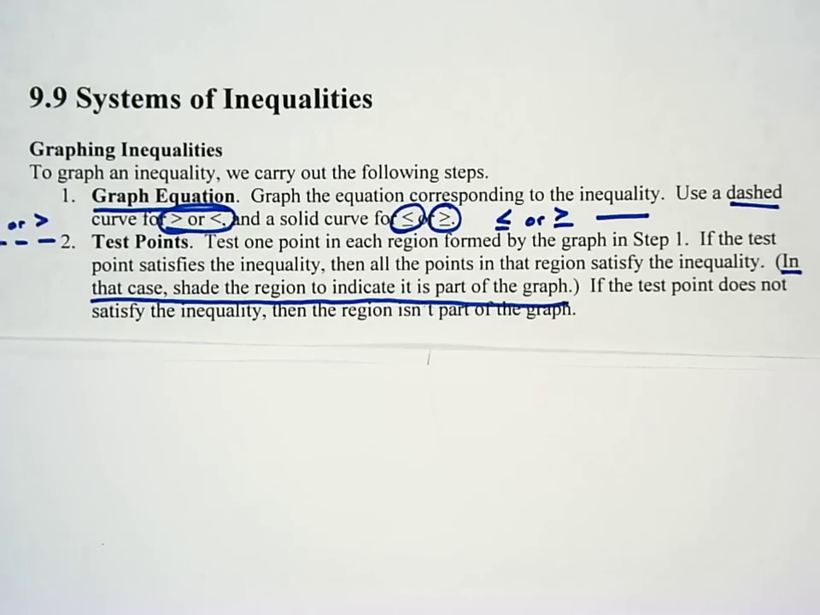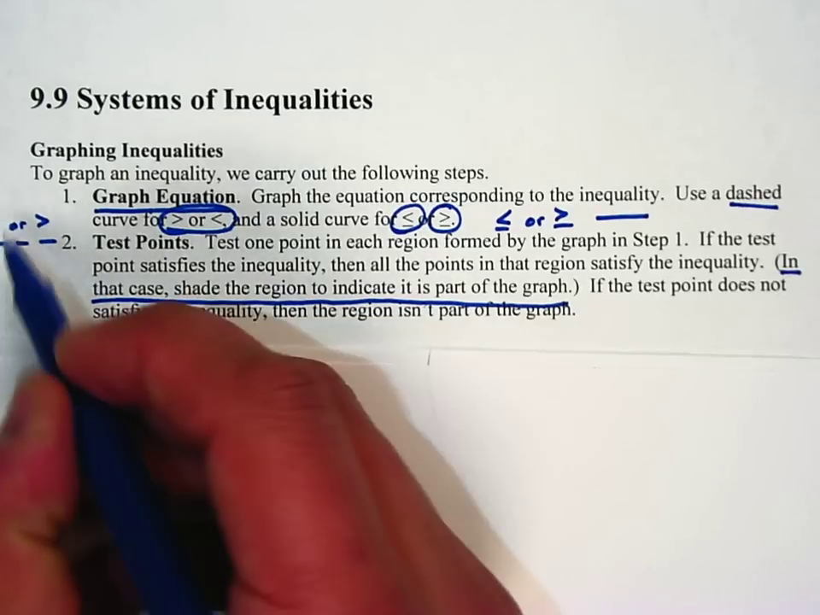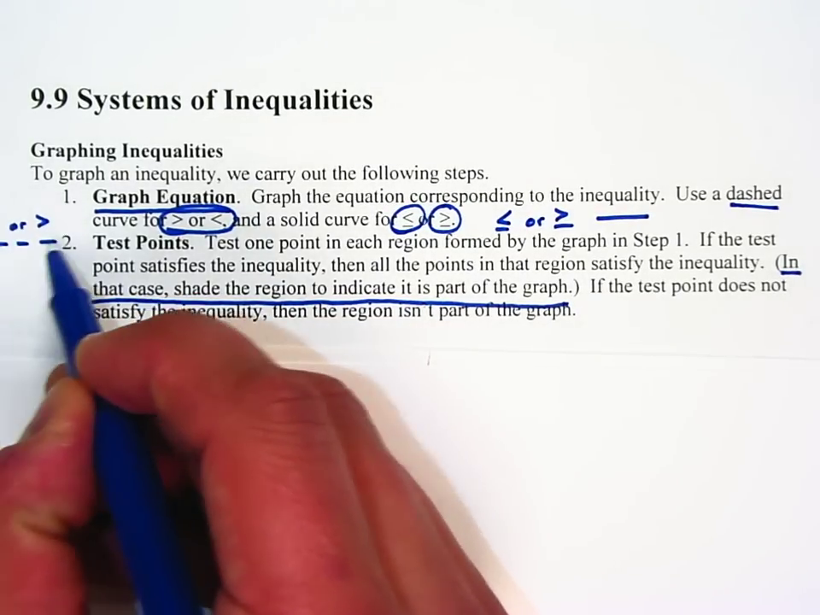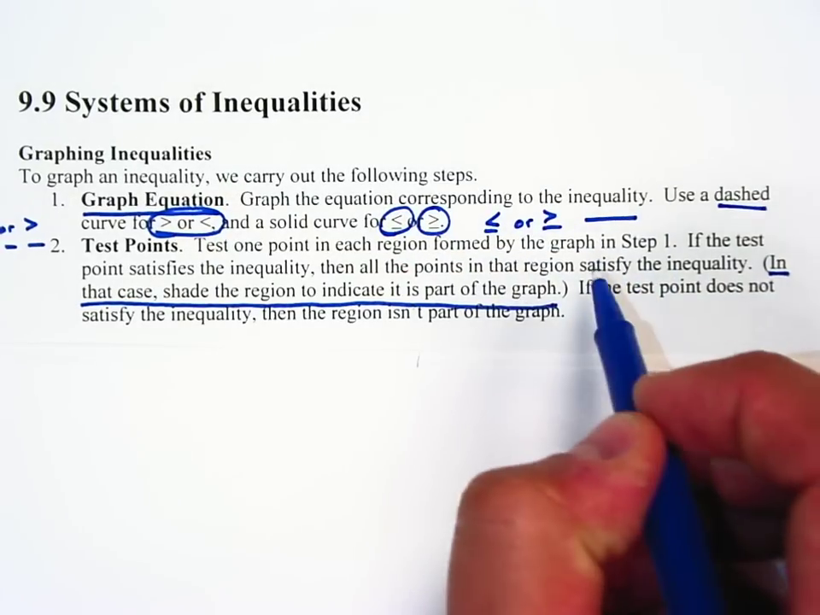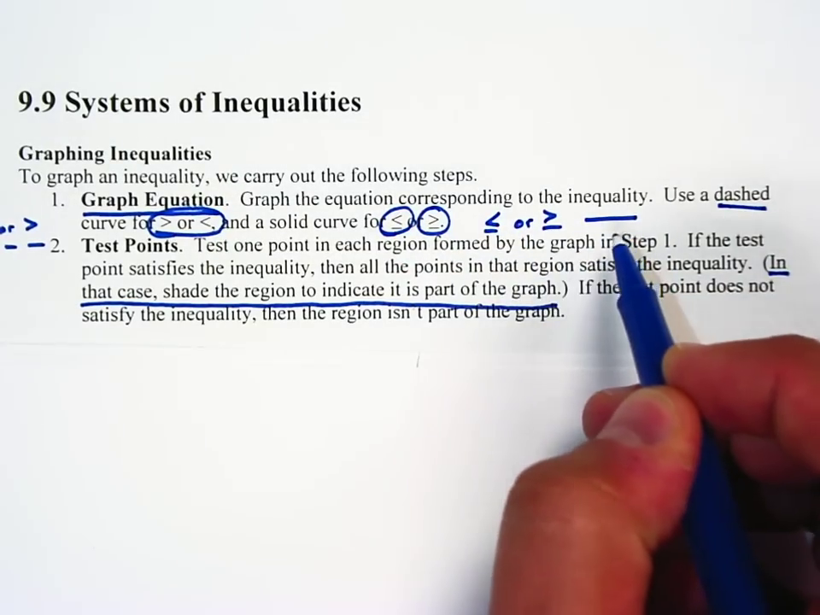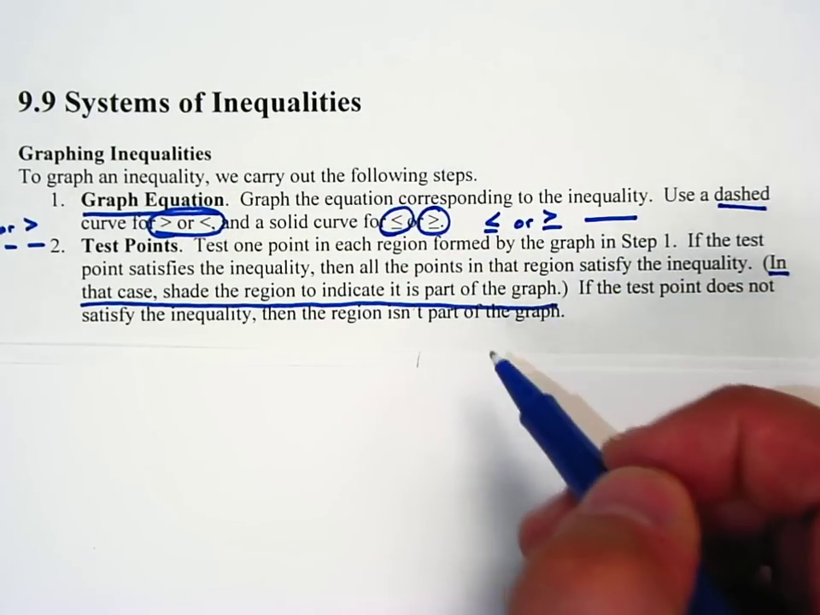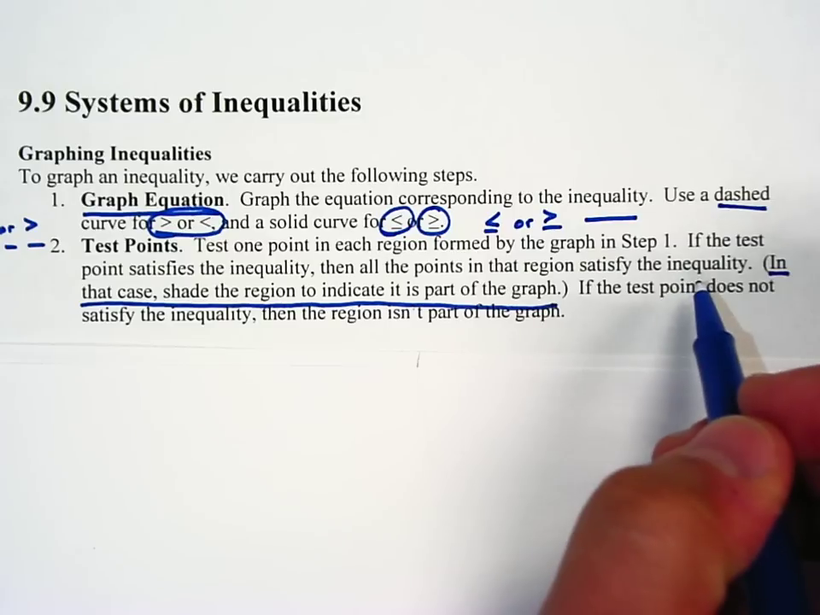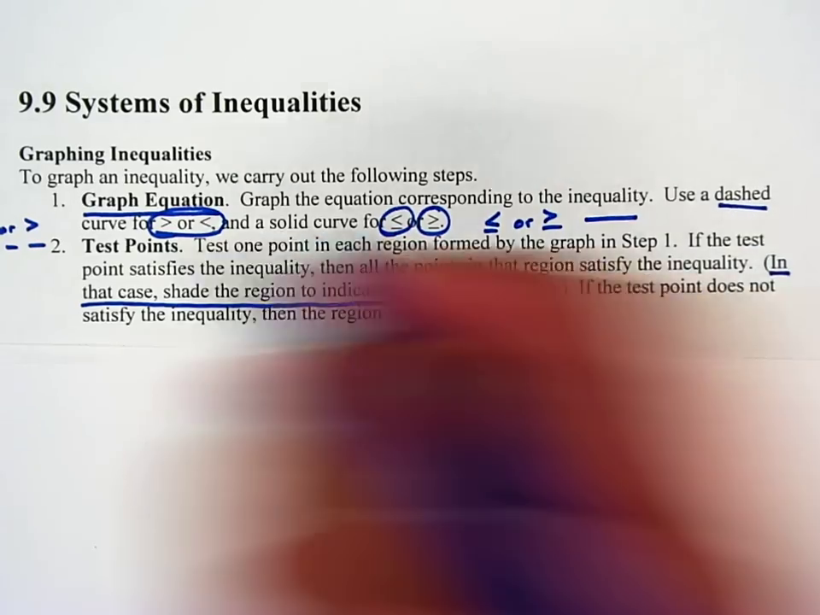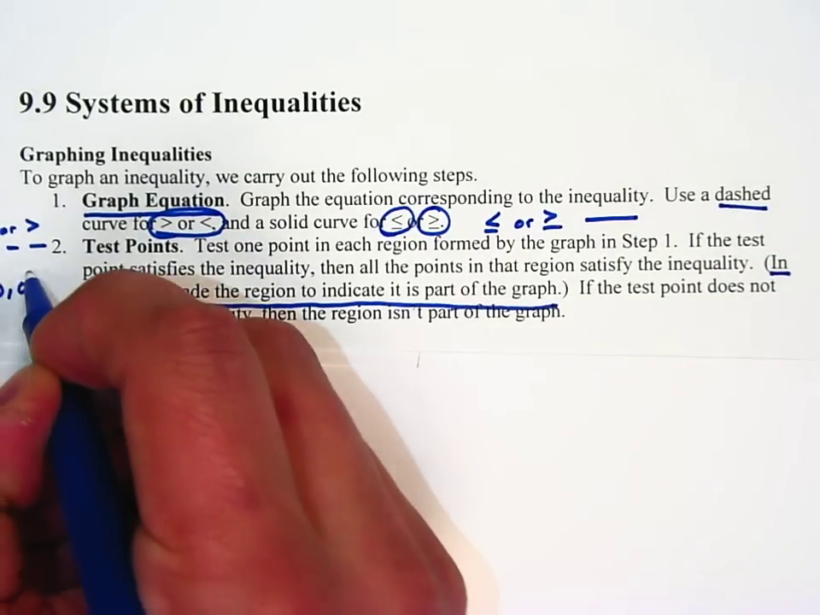So let's start off with a pretty easy section, 9.9, which is systems of inequalities. The first thing we're going to do is graph the inequality. The big thing to remember is that when we have a less than or greater than, we use a dashed line. When we have a less than or equal to or greater than or equal to, we use a solid line. The other thing we want to make sure we do is use a test point. Typically, we'd want to use 0, 0.